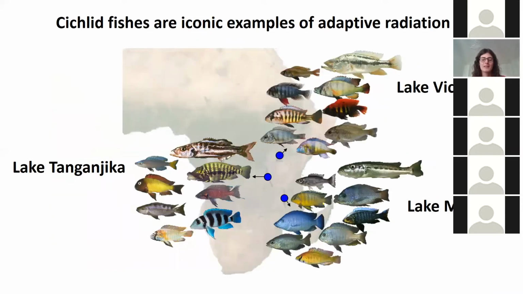I'm not studying Darwin's finches, though. I'm studying cichlid fishes and butterflies, as Julie also said. But in this talk it will be mostly cichlid fish. So you may know these iconic examples of adaptive radiation from Lake Victoria, Tanganyika, and Malawi, where cichlid fishes have evolved amazing adaptive radiations in each of these lakes.